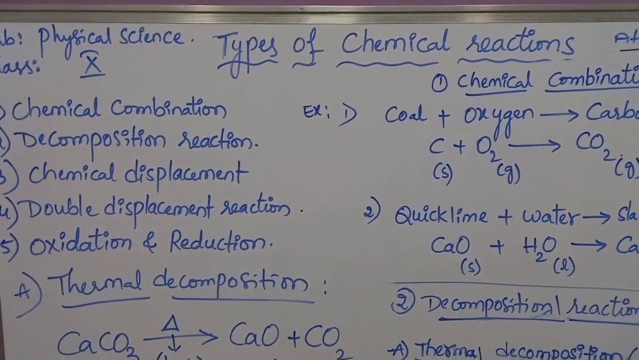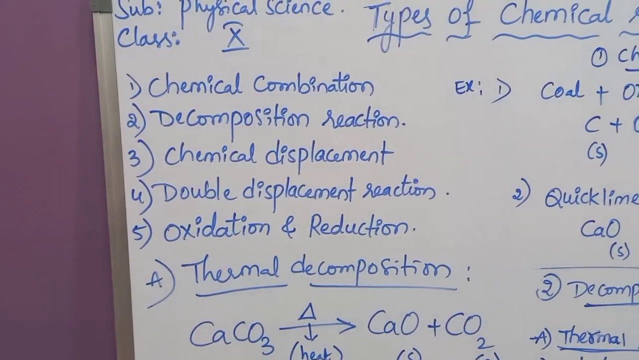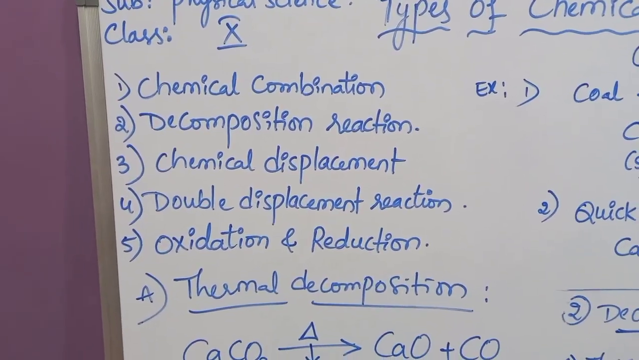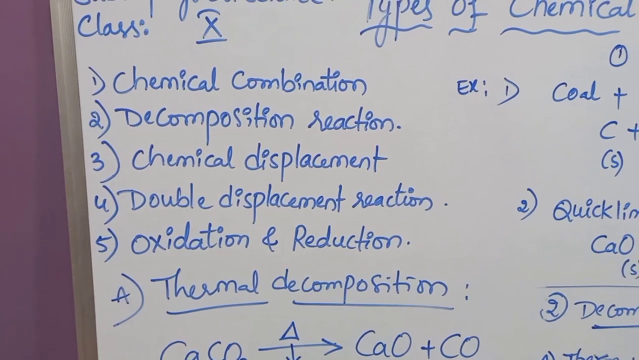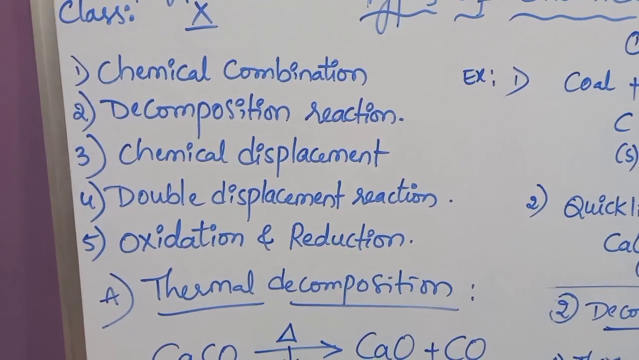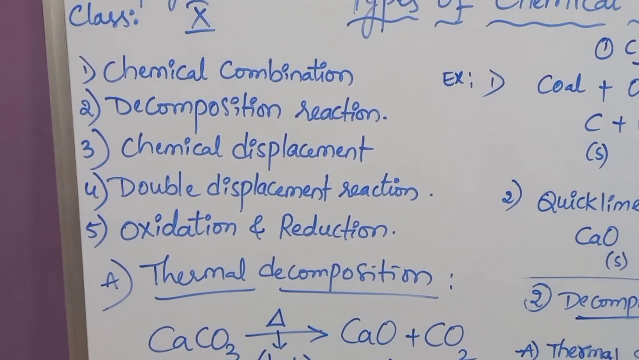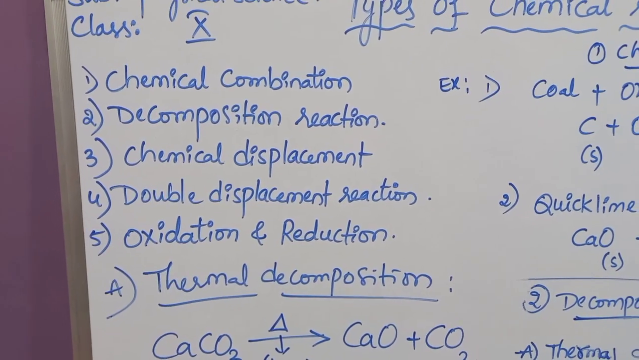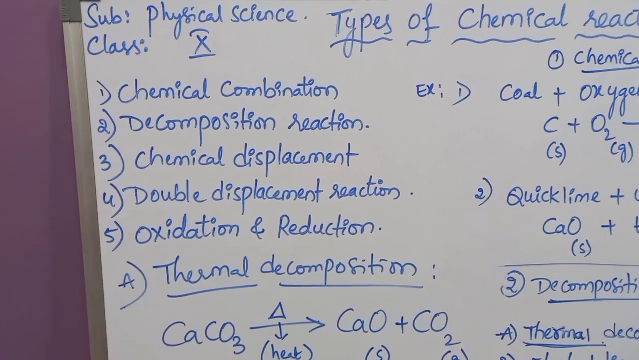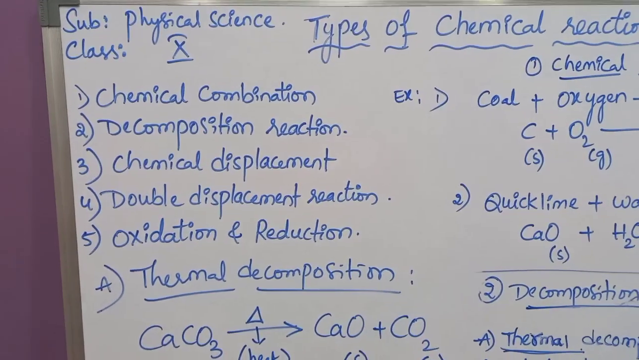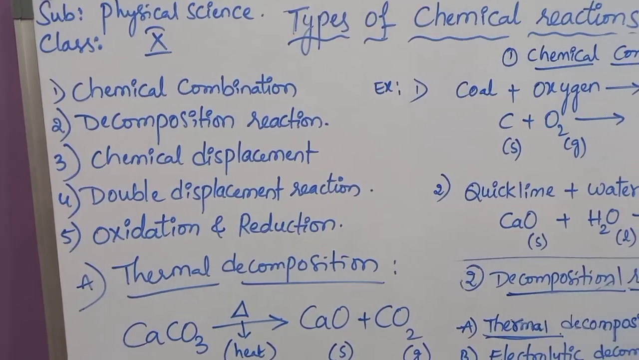Now there are different types of chemical reactions. See here. First one is chemical combination. Second, chemical decomposition reaction. Third one is chemical displacement. Fourth one, double displacement reaction. And fifth one is oxidation and reduction. These are the 5 important types of chemical reactions. Let us see one by one.